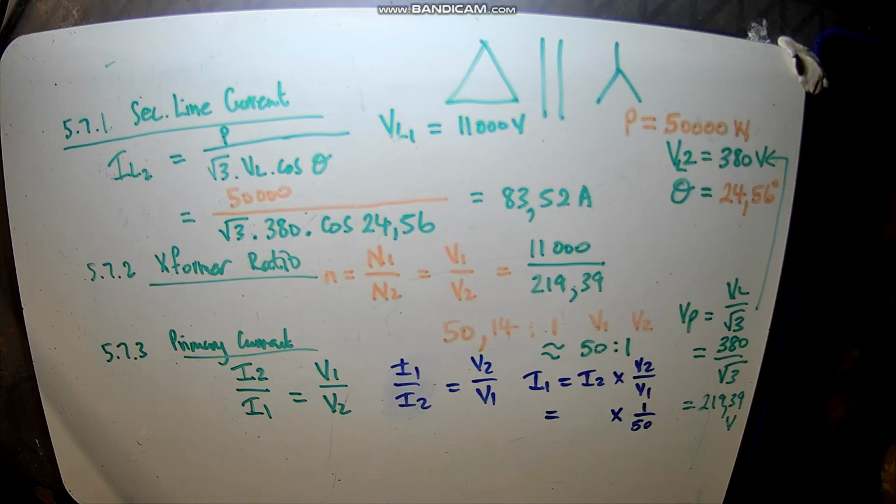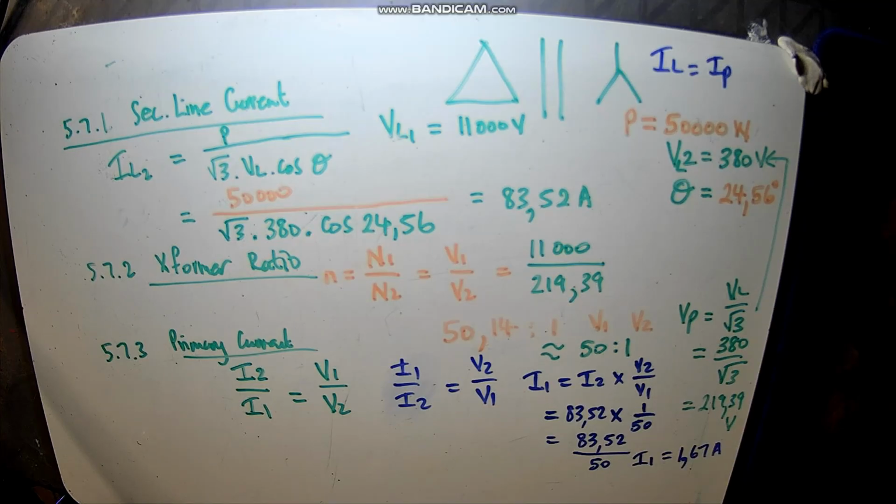So do notice we have star on the right hand side, meaning that the currents are the same. So with star on the secondary side, our currents are the same. So this means we can take that line current. So I line is equal to I phase for star systems, and the value is 83.52 amps. So 83.52 times 1 is 83.52 divided by 50.